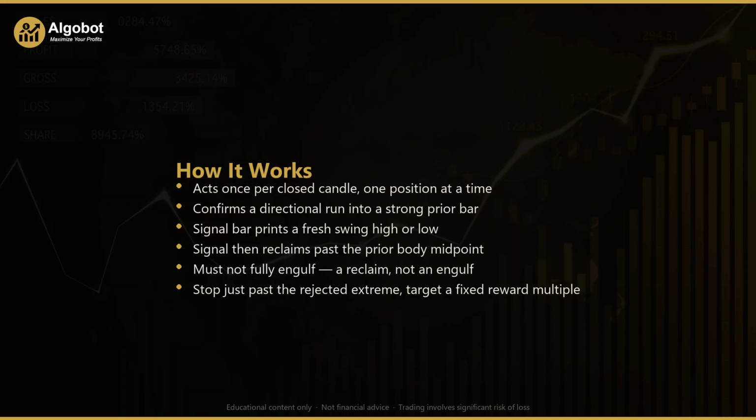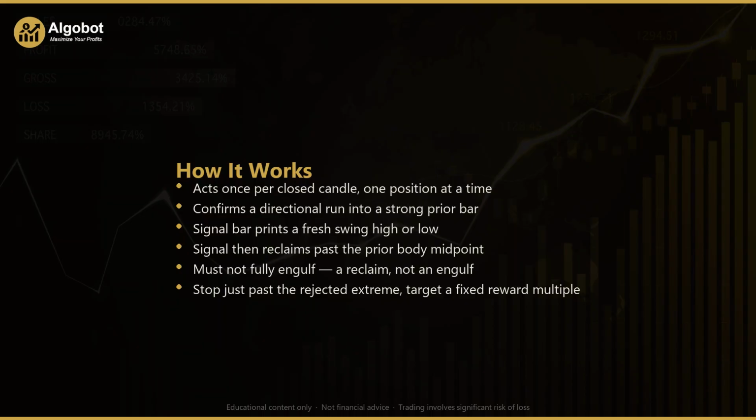The strategy detects an upward run, a strong bullish prior bar, and a signal candle that pokes to a fresh swing high and then closes back down deep inside the prior body without fully engulfing it. The stop loss sits just above the highest point of the pattern, and the take profit again targets that same risk-to-reward multiple below the entry.